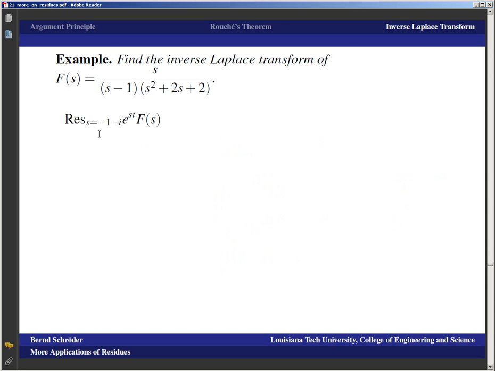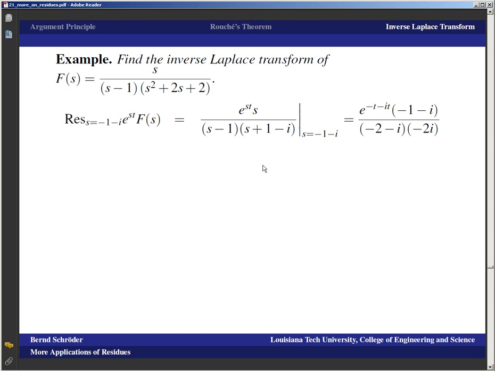And the residue at s = −1 − i, well, same story. We're suppressing the term that makes −1 − i a simple pole, and we plug the number into what's left. And it's very similar to what's done on the previous panel. It's e^(−t − it) times −1 − i. Then we have −1 − 1, −2 − i. −1 + 1 goes away, so we get −2i as the other term.